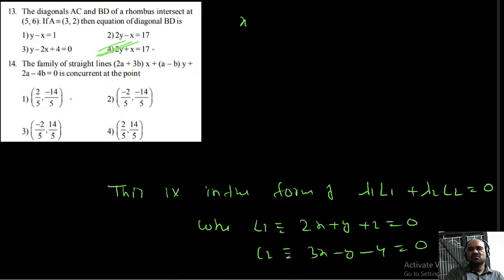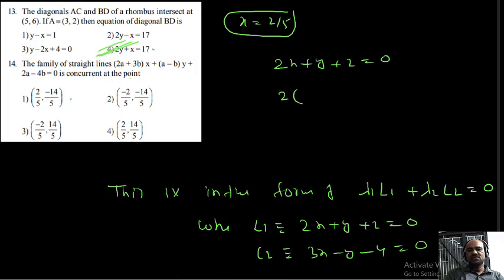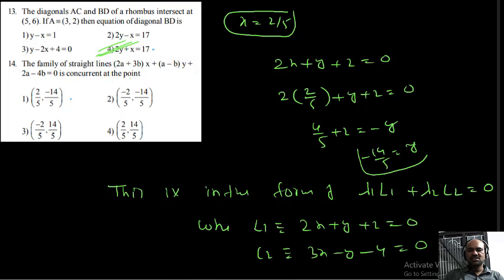What did you get? x equal to 2 by 5. Now to find the y value, substitute this x value in any one of the equations. So 2x plus y plus 2 equal to 0, so 2 into 2 by 5 plus y plus 2 equal to 0. 4 by 5 plus 2 equal to minus y, so y equal to minus 14 by 5. So the point of intersection is 2 by 5 comma minus 14 by 5.